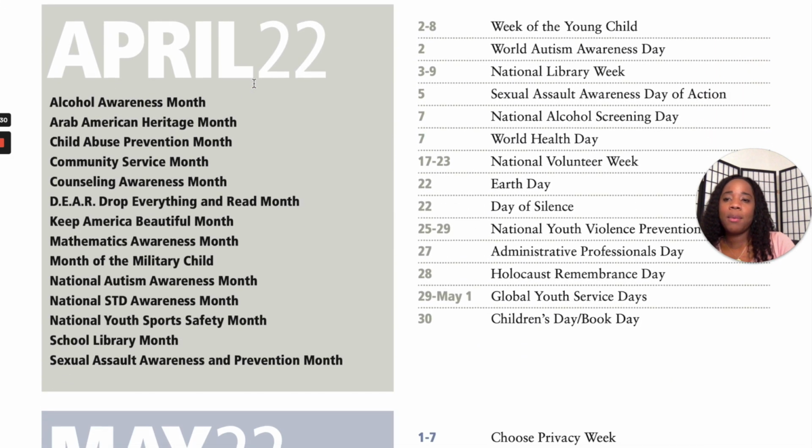We have April. April has a lot of different things. You have Child Abuse Prevention Month. Maybe there's information you can get out to the parents about that. Counseling Awareness Month. You can give out information on that. Earth Day, taking care of your earth. You can do lessons centered around that. There's a lot of different things that you can pull from here.